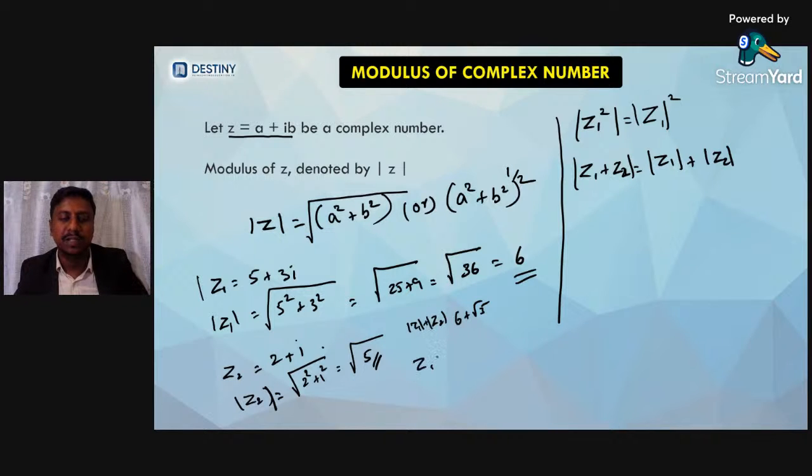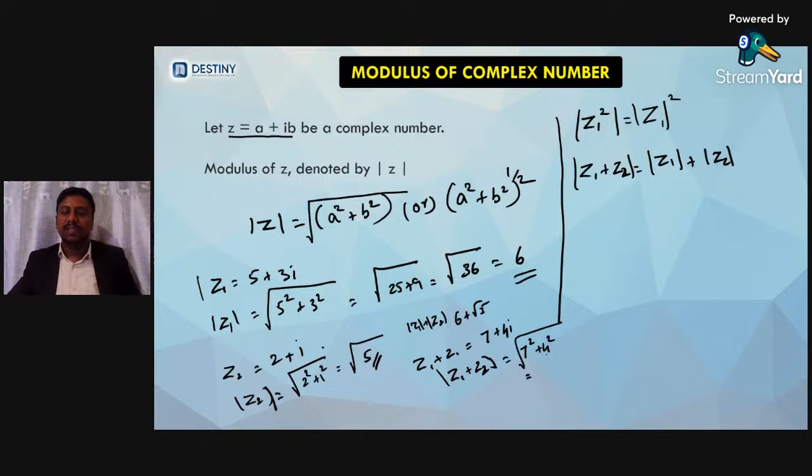Now I take z1 plus z2 mod. z1 plus z2 is 5 plus 2, 7, and 3 plus 1, 4i. I take the mod of this. What result will I get? Square root of 7 square plus 4 square. 7 square is 49, 49 plus 16, that is 65. Square root of 65.